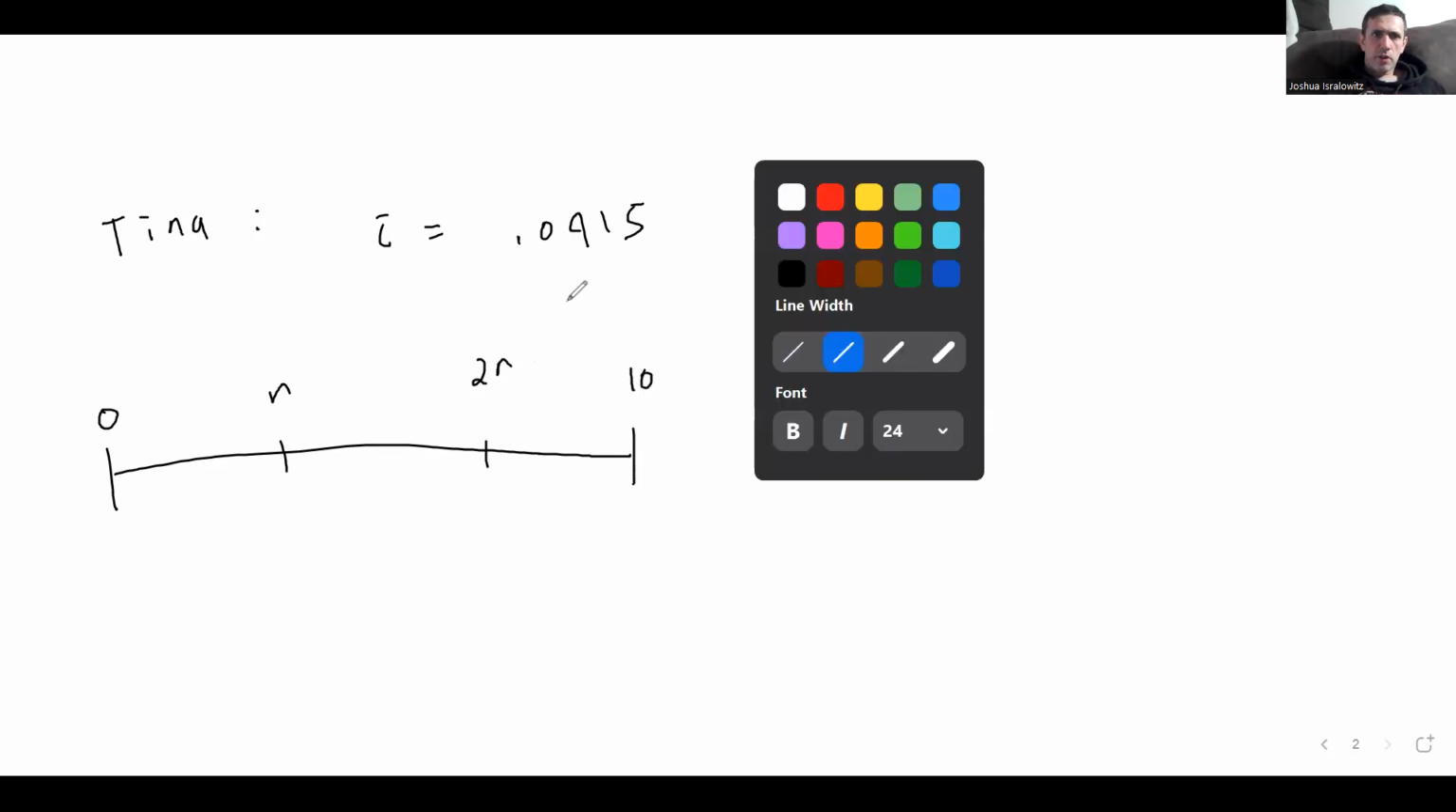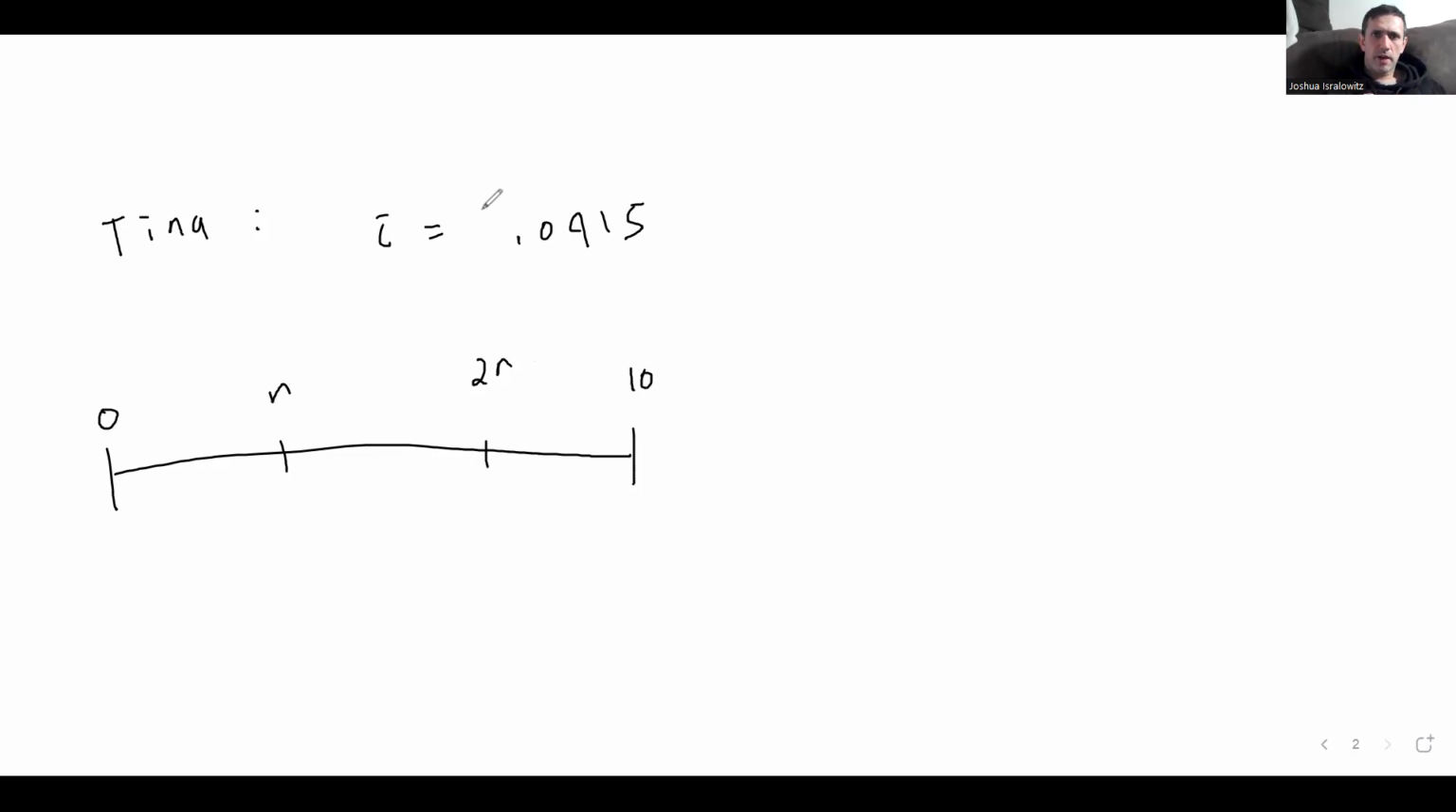Okay. Tina earns 9.15% interest, and interest is compounded. It's compound interest. Okay, so her time diagram is as follows. Right, so this is 10. Okay, so first thing to notice is that the first deposit is, sorry, it's also 10 and also 30.